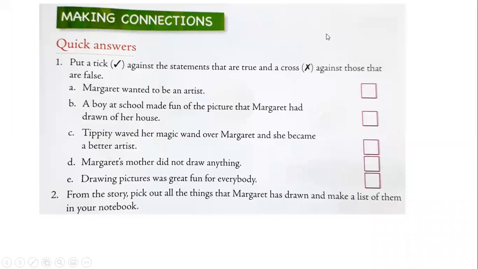So here are the quick answers from making connections. Put a tick against the statements that are true and a cross against those that are false. I'm sure that it was a very easy lesson and you understood it very well. I did tell you that if there was any part of the lesson that you did not understand and you wanted me to explain it to you again, you could tell me and I would do so. But since you haven't, here are the questions, and I hope you get them all right.